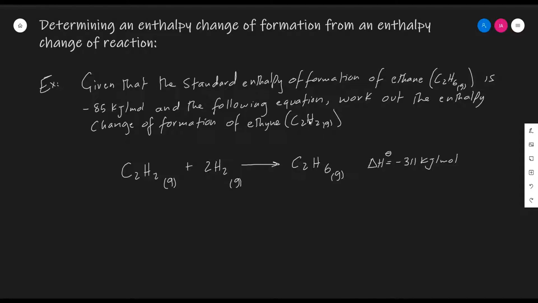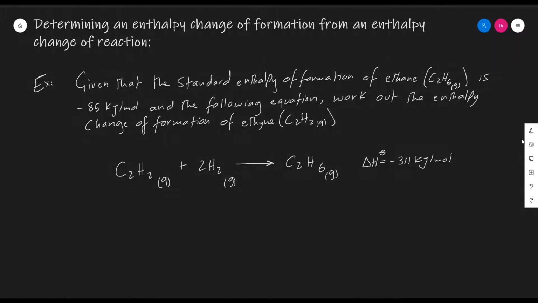Thus, since I'm given enthalpy change of formation values, I know that I will be dealing with an enthalpy change of formation energy cycle, and thus the enthalpy change of the reaction in this question is given as negative 311 kilojoules per mole, which represents this arrow here, which is negative 311 kilojoules per mole.